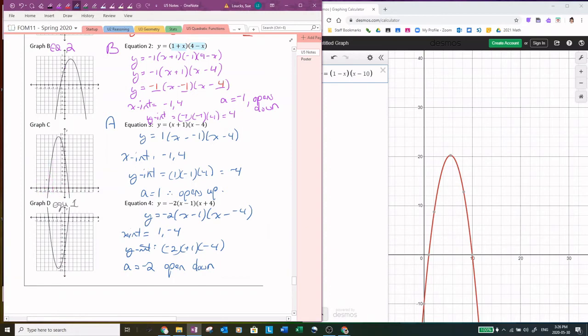Oh, what did I do? Oh no, sorry, I didn't finish it. So that equals 8, right? So this equals 8 right there. Yeah, so this is equation 4. And this is C. Okay, one more question, one more page.